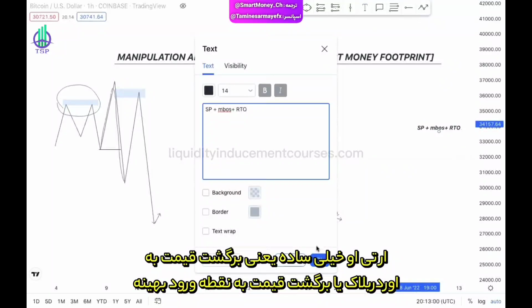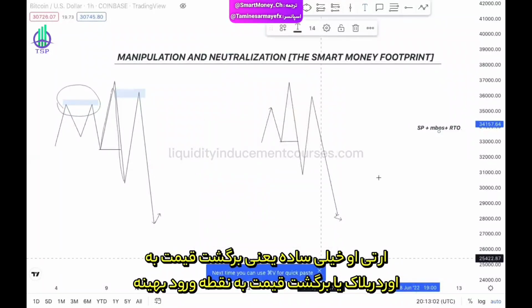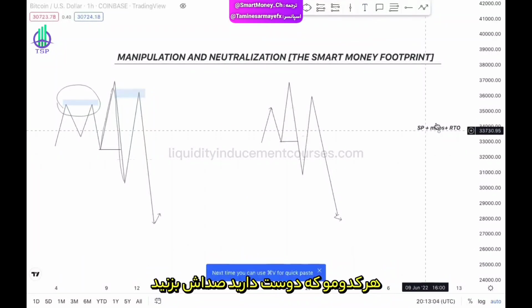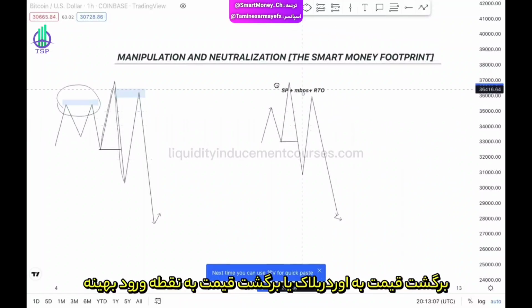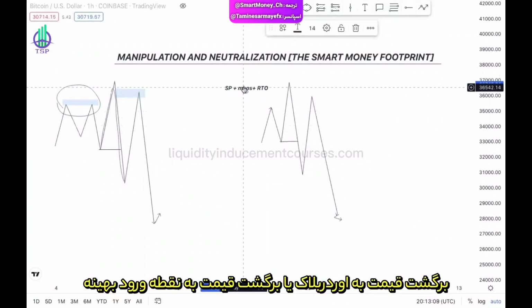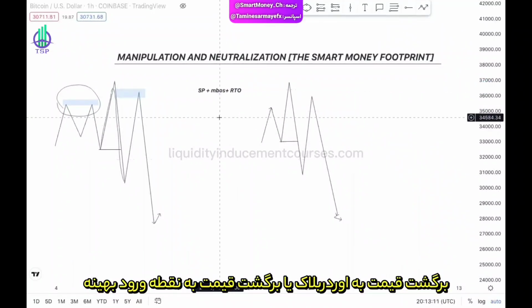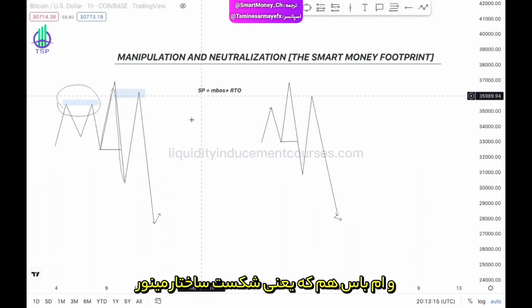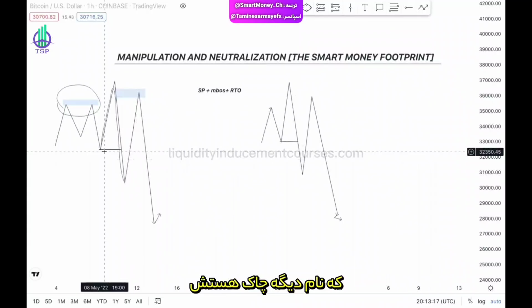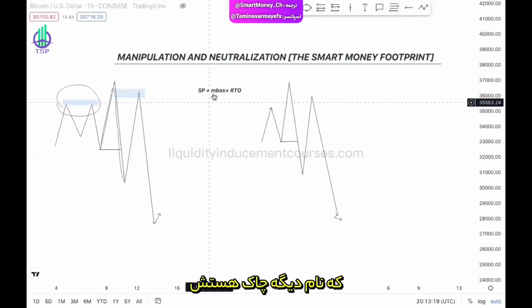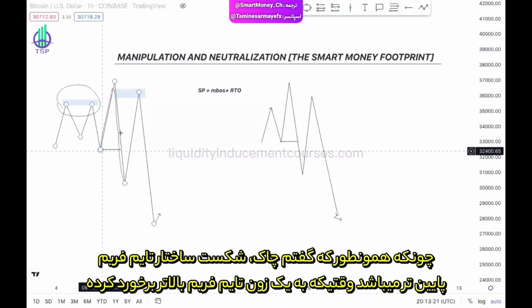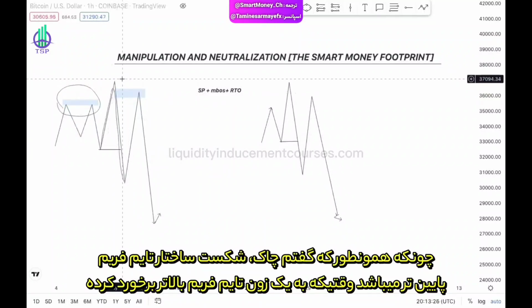Okay, RTO simply means return to order block or return to optimum trade entry, or whatever you choose to call it. Return to order block or return to optimum trade entry, okay? MBOS simply means minor break of structure, which is another word for intent or another word for change of character, right? Minor break of structure, because like I said, change of character is simply lower time frame break of structure reacting from a higher time frame zone or point of interest.